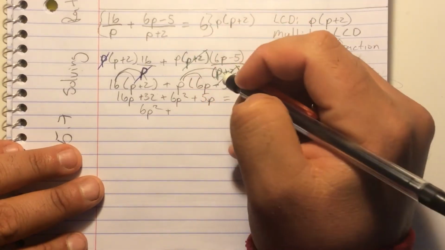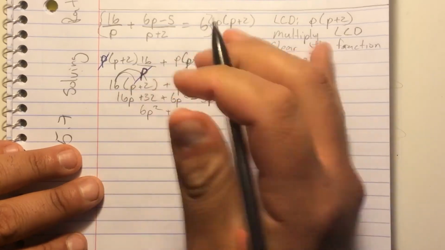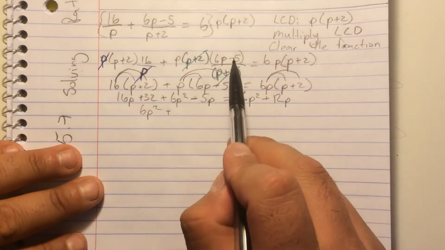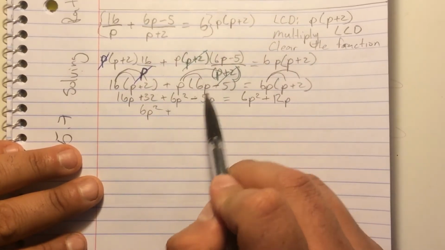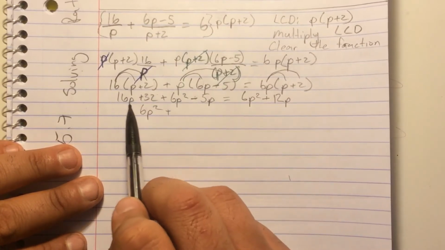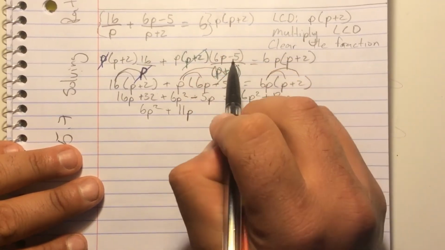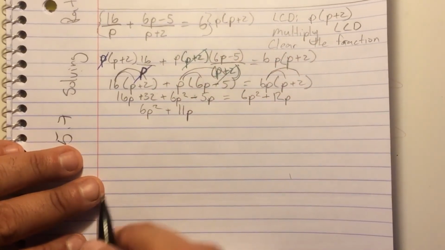Negative, which would make this a negative 5p. It's a mistake. I saw this one when I was doing this right now. Negative, negative, negative. So p times negative 5 would give you negative 5. So 16p minus 5p would give us an 11p. Sorry about that, guys. I do it too, not just you guys. We all do it.